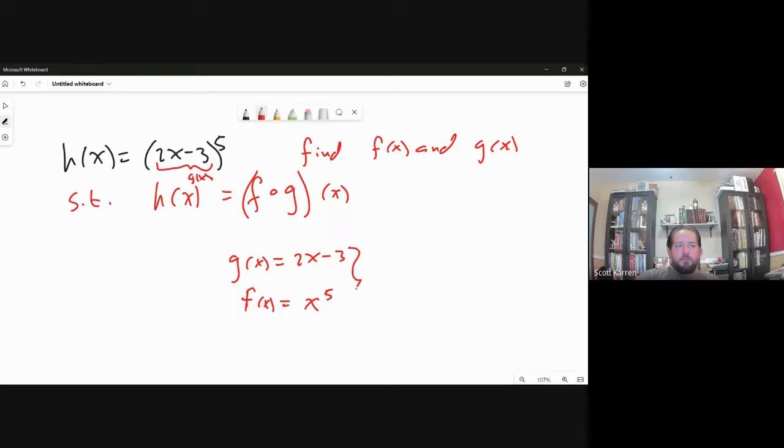And you can double check it by doing the composition. F composed with g of x is taking 2x minus 3 and replacing the x. And so that is 2x minus 3 raised to the 5th. And we've done it. So again, that is the most obvious one. There are other ones you could do, and there are a lot of clever things you could come up with here. But there is typically a pretty obvious one.